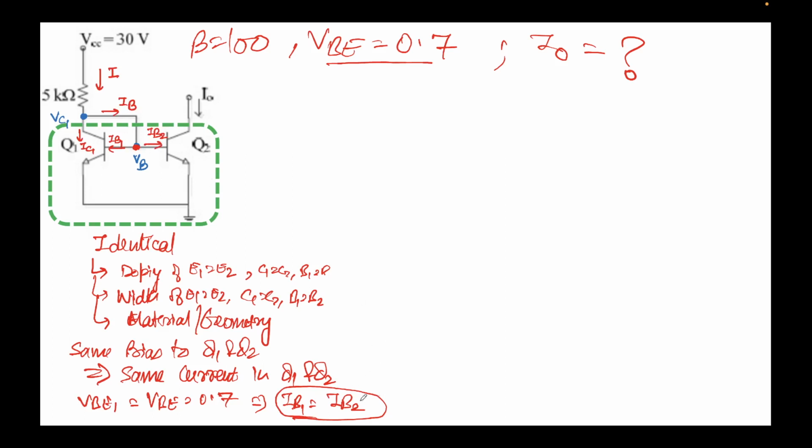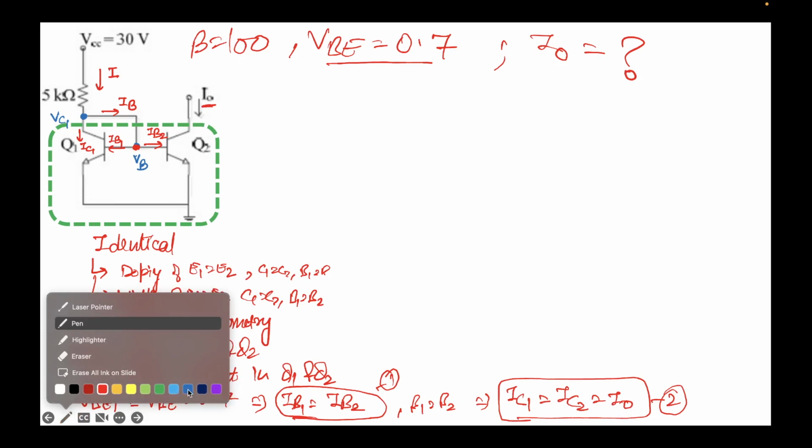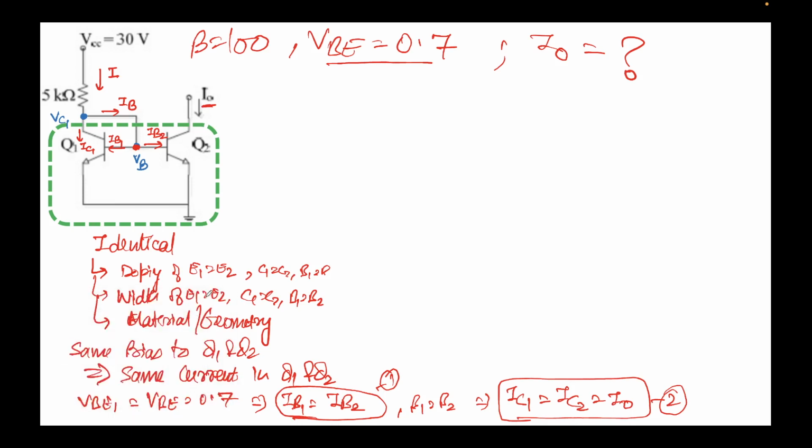Now we have already obtained that IB1 equal to IB2. It's also given that beta1 equal to beta2, so this will also give us that IC1 should be equal to IC2, and IC2 is nothing but I0. Note that this is the collector current for Q2, so this is equal to I0. So this is the second expression that we have obtained, and this was our first expression. This was step 1.